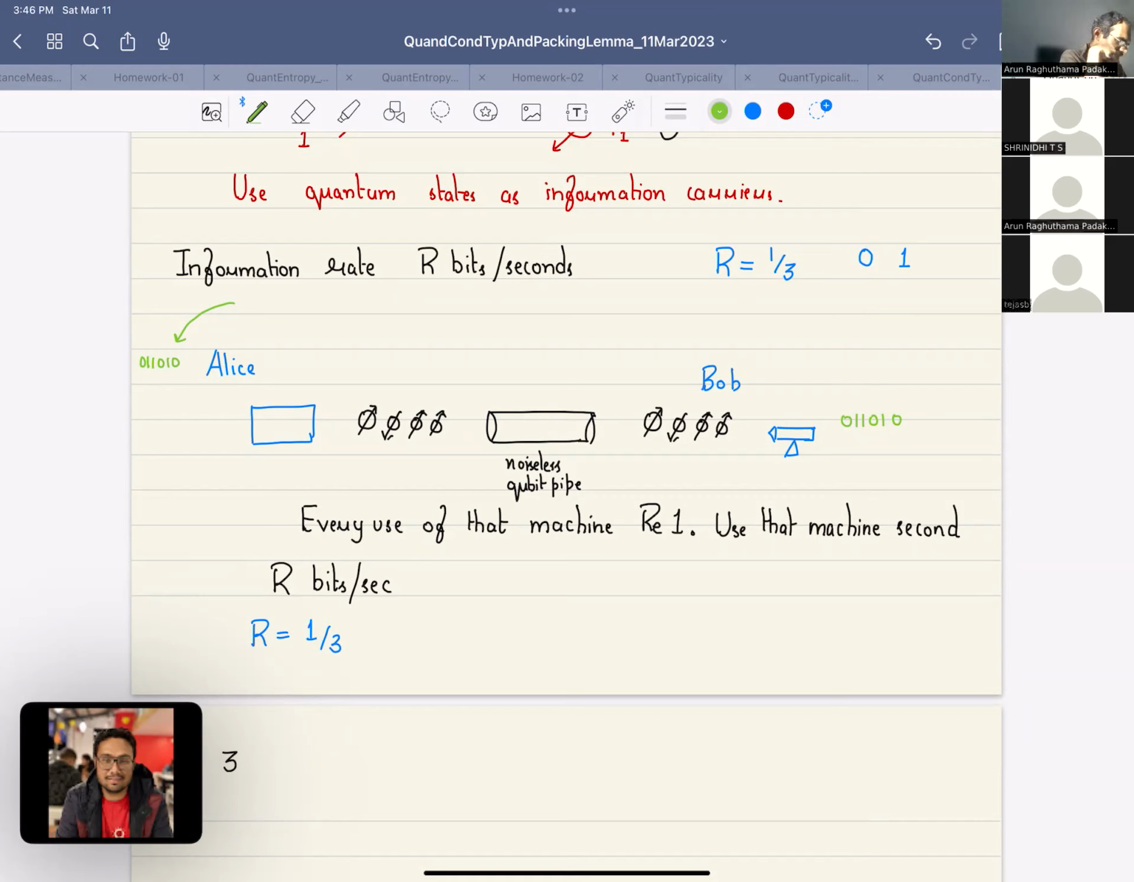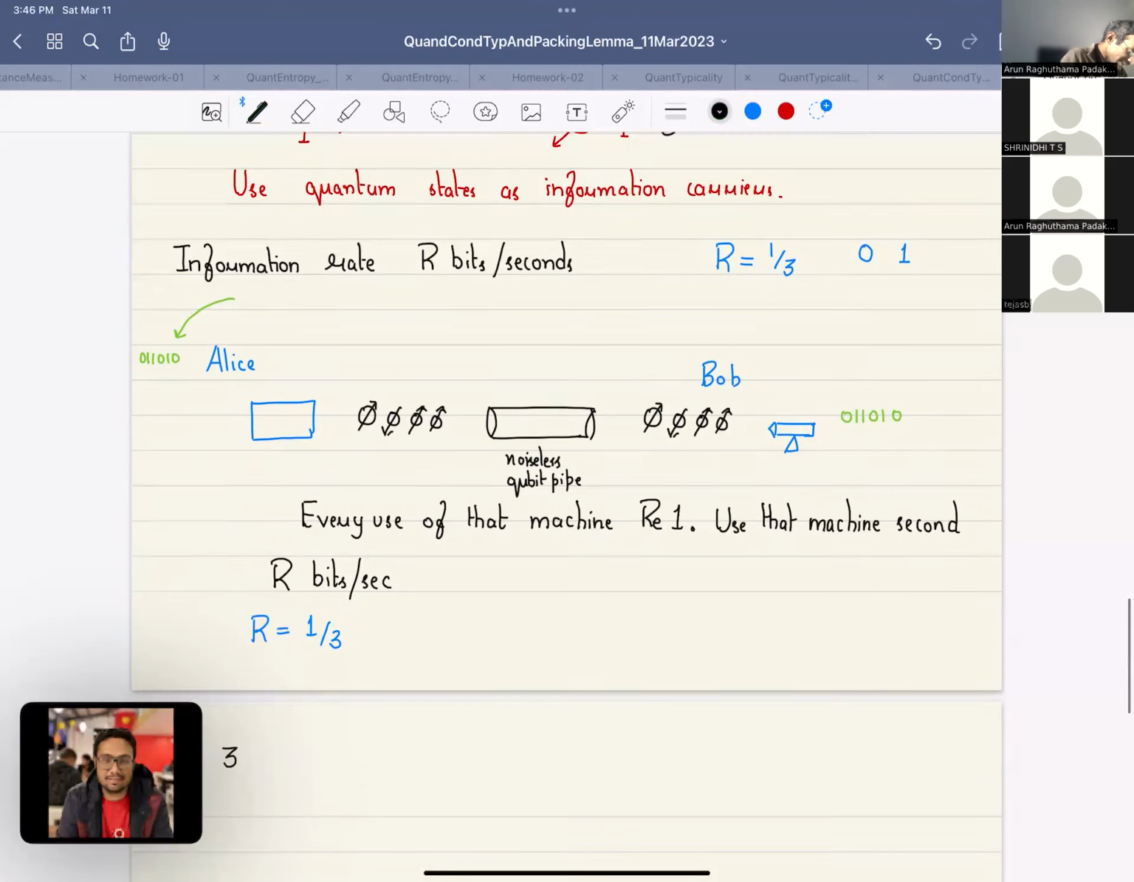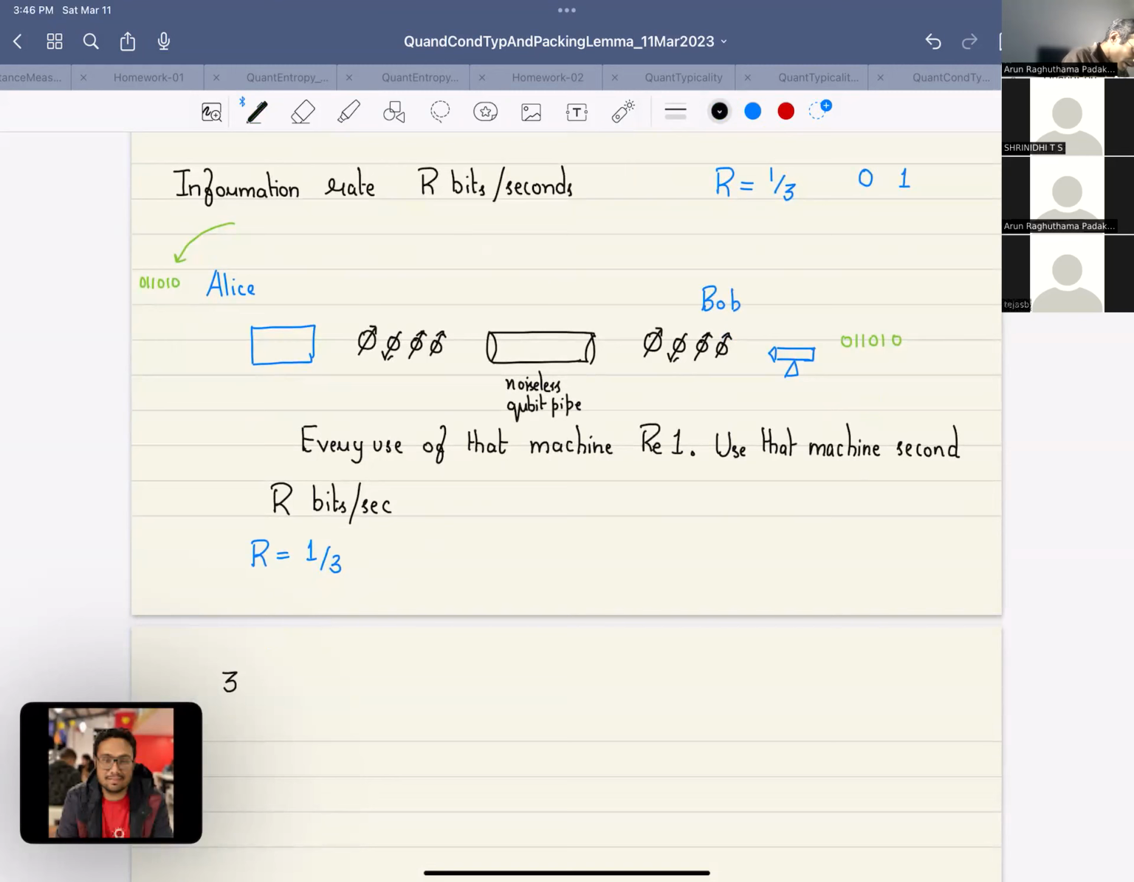They want to do it at the least cost, because every second they can use the machine, and every second they have to pay 1 rupee. So they want to reduce the cost per second in some sense. Let me put it slightly differently. I'll tweak the setting a little bit. They have to use the machine every second, and every second they have to pay 1 rupee.